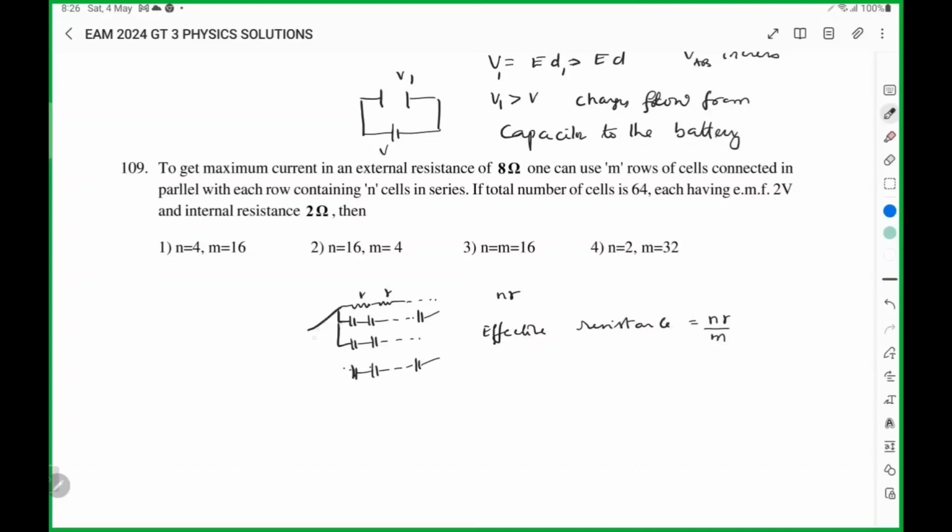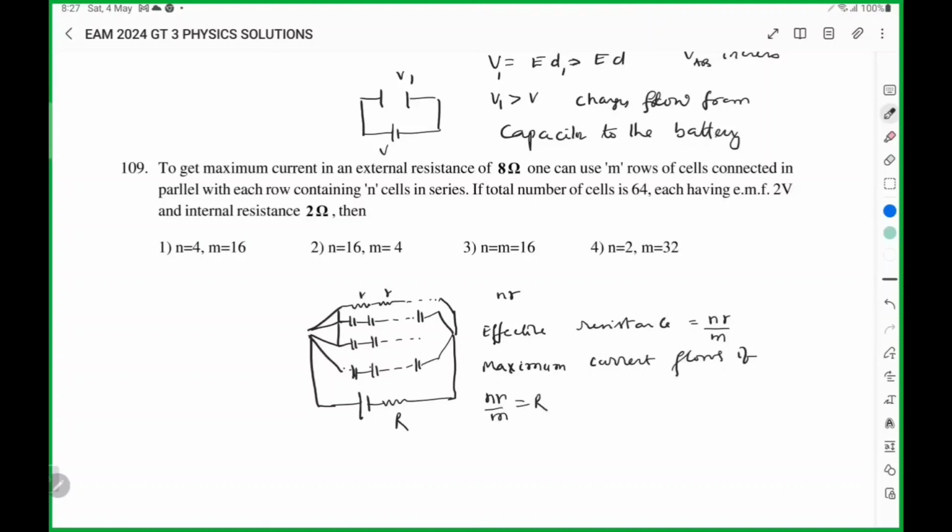So all these are connected to a battery, and then external resistance, capital R. So maximum current flows if internal resistance is equal to external resistance.